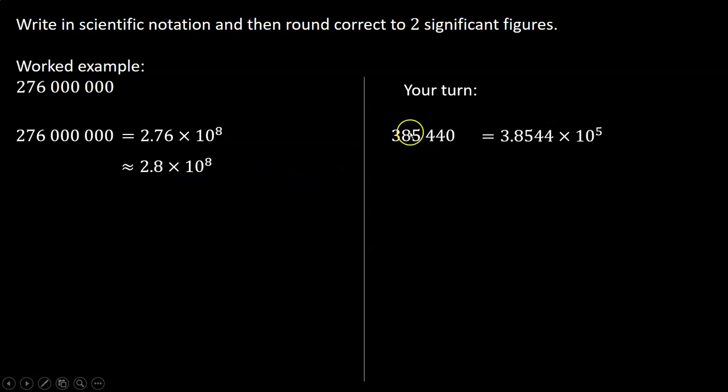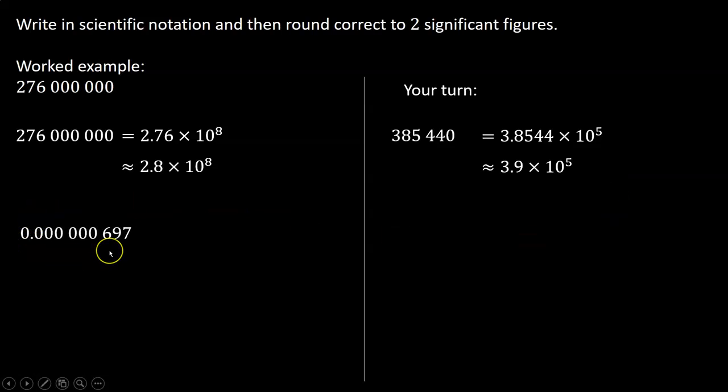So if we write it in scientific notation, we can see this 3 is a 100,000, so it's 3.8544 times 10 to the power of 5. Then rounding it to 2 significant figures, I've got 3.8. I look at the next digit, it's a 5, so I round my 8 up to a 9.